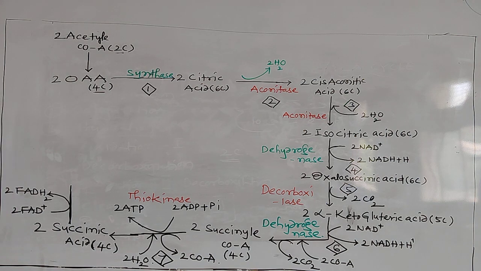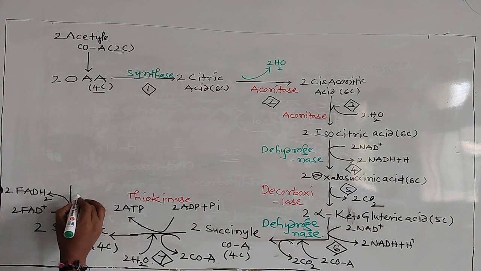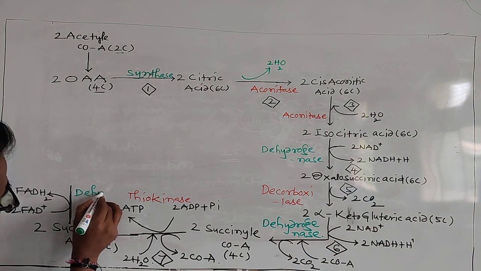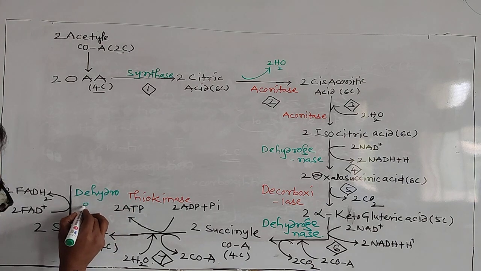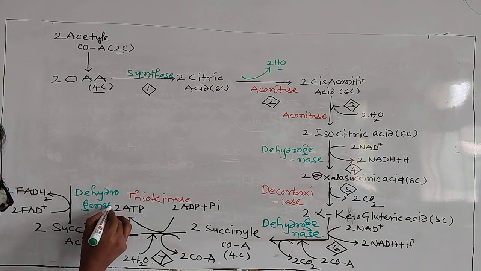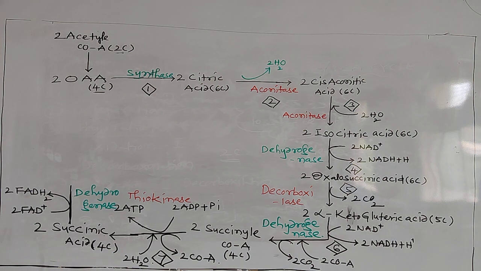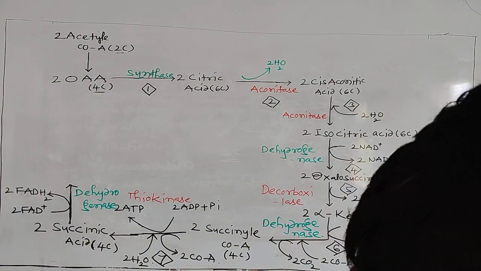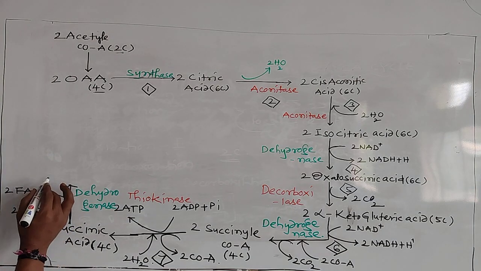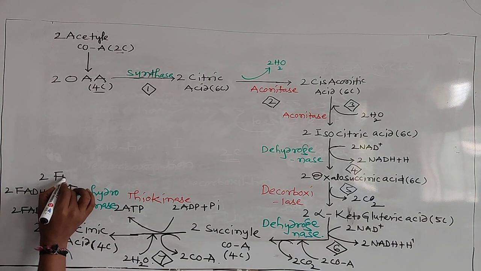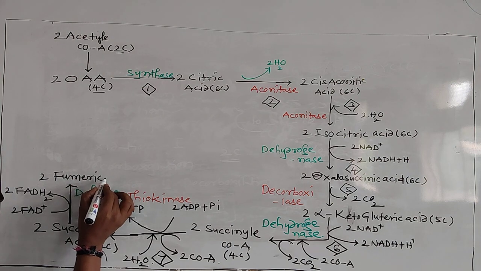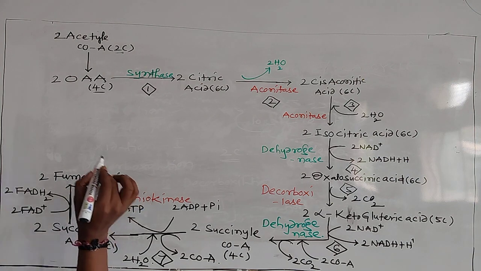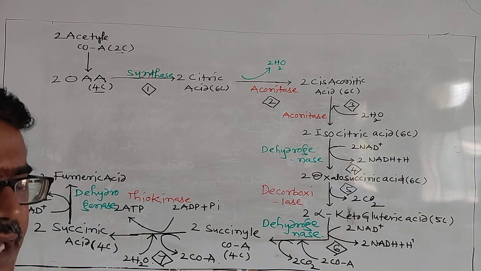Here one enzyme is required, that is dehydrogenase. Then resulting in the formation of fumaric acid. The 2 moles of fumaric acid are formed.